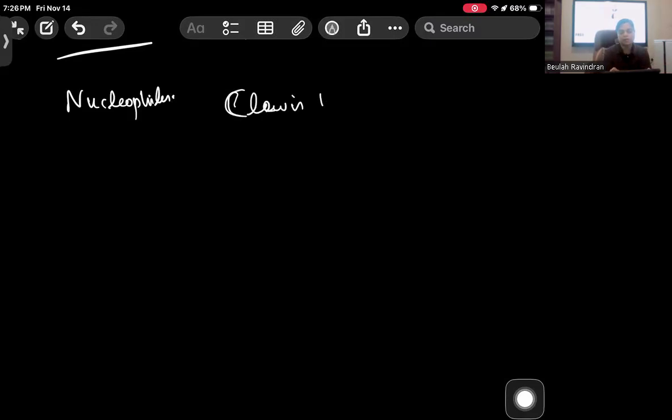Lewis base. So we can say it is negatively charged or it might be neutral. According to Lewis theory of acids and bases, we know that a nucleophile gives an unshared electron pair, that is the lone pair, and acts as a Lewis base. This is a very important point.